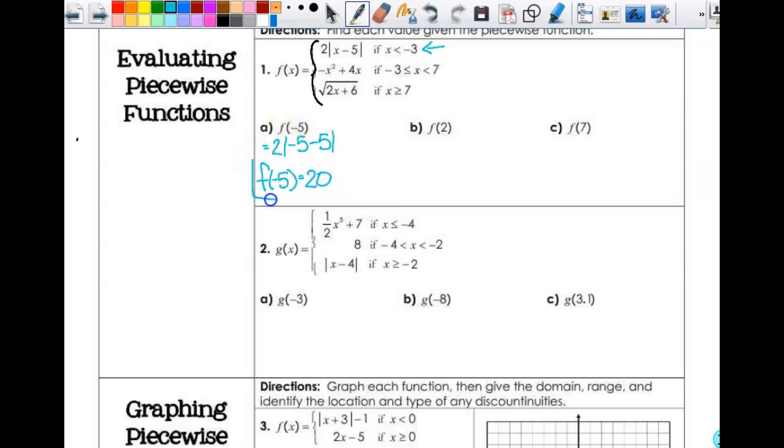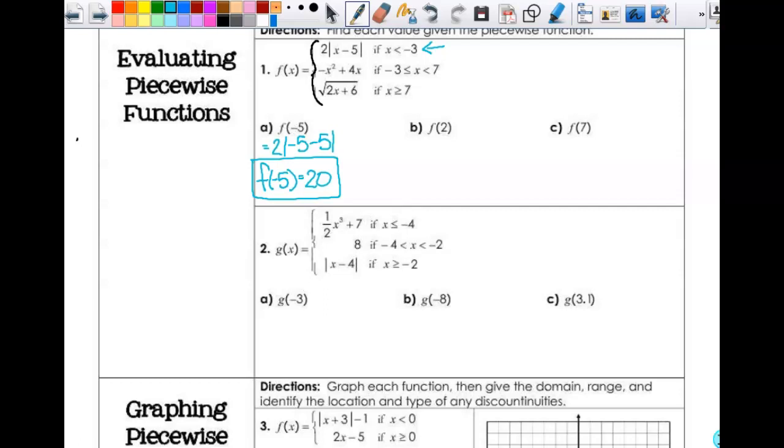What are you confused about, sweetheart? Where'd I lose you? Well, you have to find where they work, and then you actually substitute it in. Like, I need to evaluate f of -5, but I don't substitute it into all three of them. I only substitute it into the one that makes sense. Does that help? Kind of?